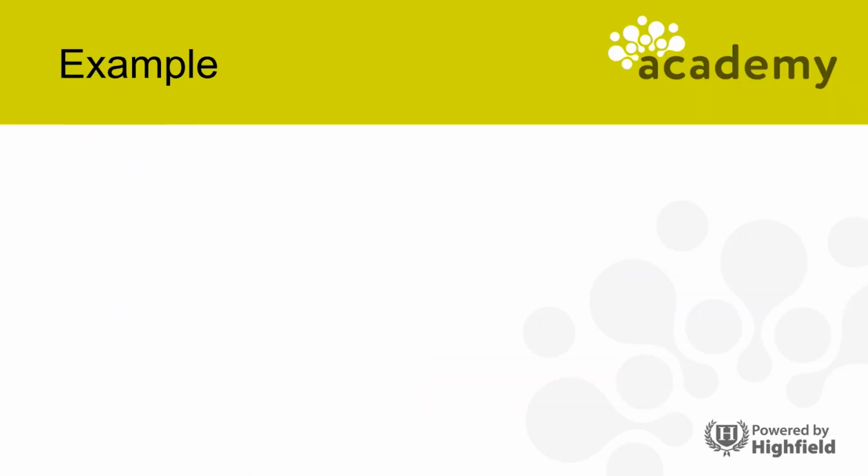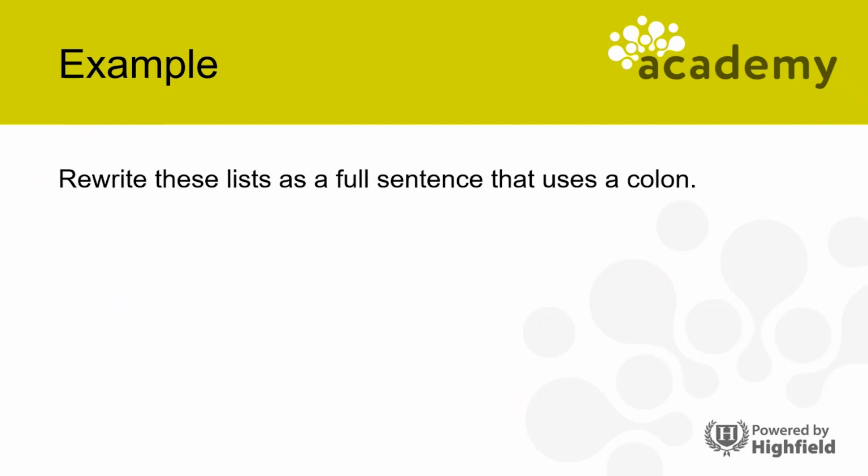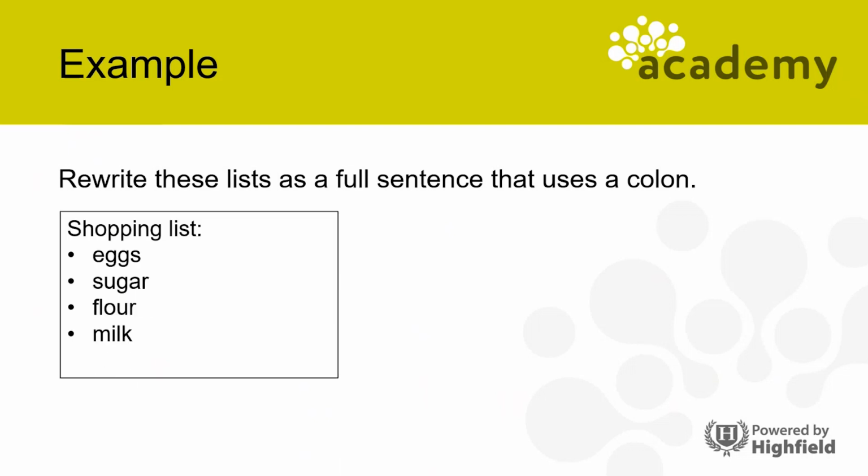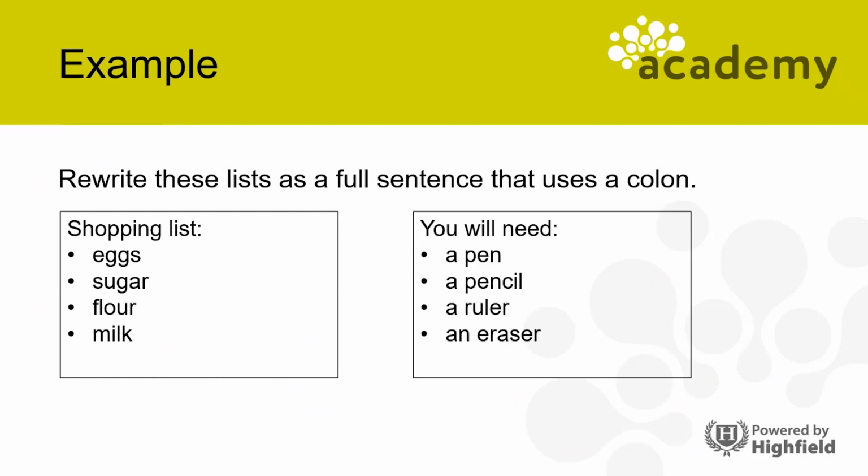So now it's over to you. Let's see if you can put into practice what you've learned about colons and rewrite each of these lists as a full sentence that uses a colon. You may have to reword the start slightly to make it make sense. So we've got shopping list, eggs, sugar, flour, and milk. You will need a pen, a pencil, a ruler, and eraser. So remember, you may need to reword these slightly to make them into a full sentence using a colon. You can pause now to give you some time to do this.